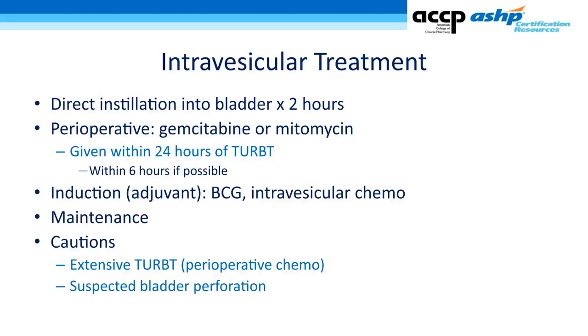for the tissue sample from the TURP to go to pathology and get a quick review to figure out the next steps. Typically following intravesicular perioperative chemotherapy, that's followed by induction or adjuvant BCG, typically preferred over intravesicular chemo, as we went over on the last slide, followed by maintenance therapy that is intravesicular. There are some cautions, though, to intravesicular treatment, and that could be patients following an extensive TURP. So if there are many lesions that need to be removed, or if there's suspected bladder perforation, generally the more damage done to the bladder during the TURP, the greater caution that needs to be exercised with intravesicular treatment.